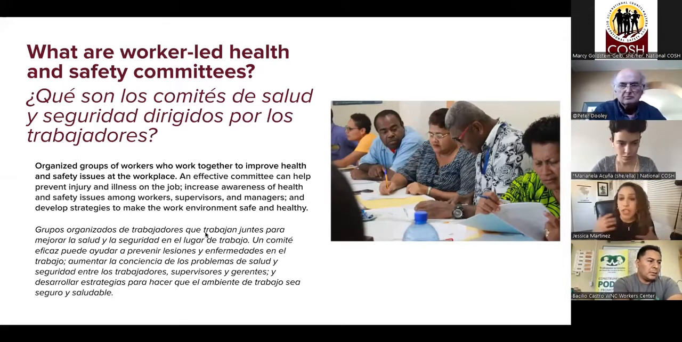Committees come in different shapes and styles, and can also include allies, not necessarily only the workers from the work site, but they cannot exist without a core group of committed worker leaders who are directly affected by the hazards that workers have identified on the job. So it's important to note. So if we can go on to the next slide.